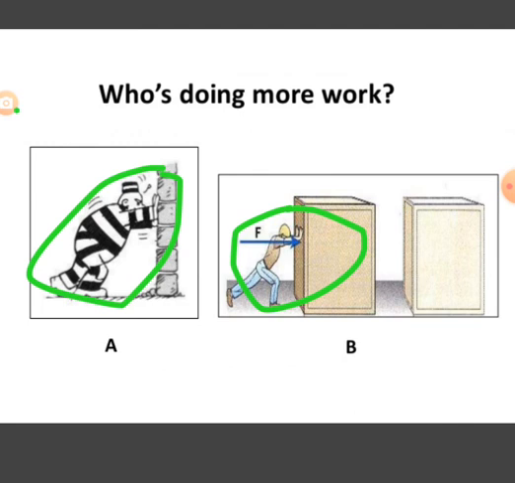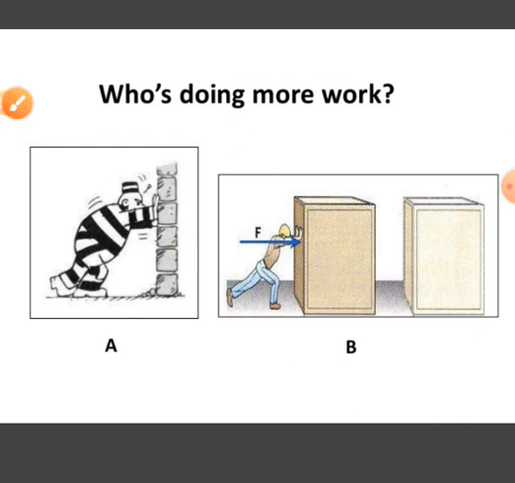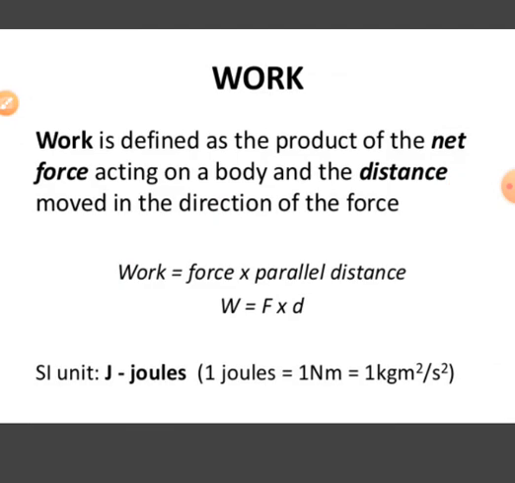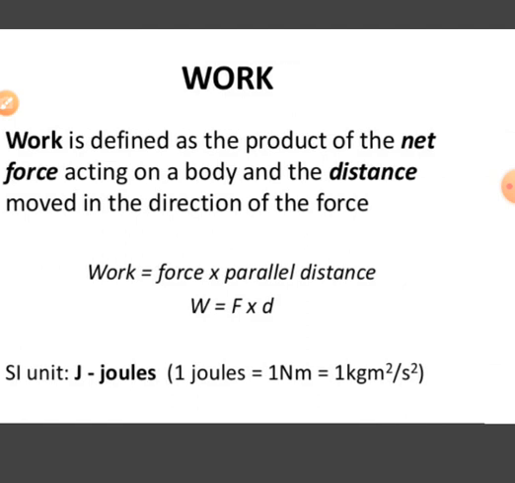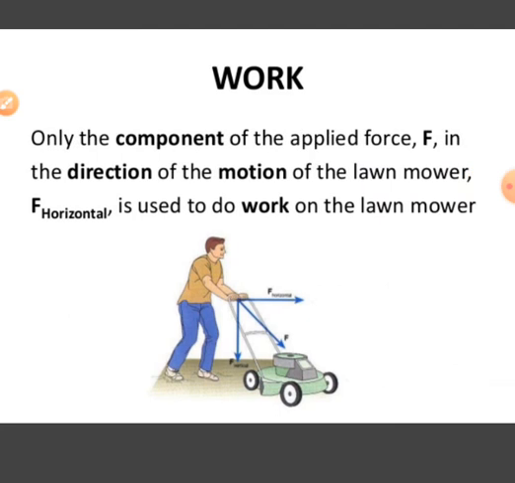Now, looking at the unit, the SI unit of work is joules, or kilogram meters squared per second squared, as you can see. Only the component of the force applied in the direction of the motion of the lawnmower is used to do work on the lawnmower.